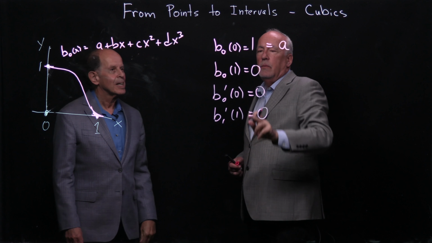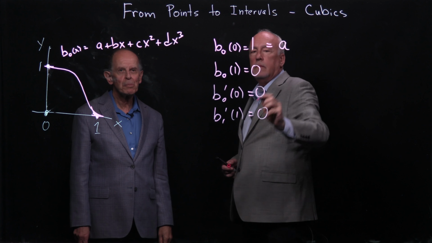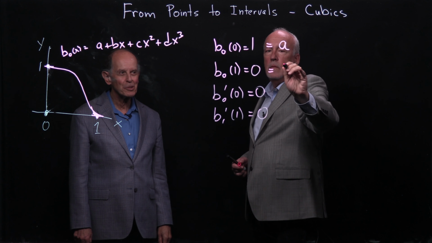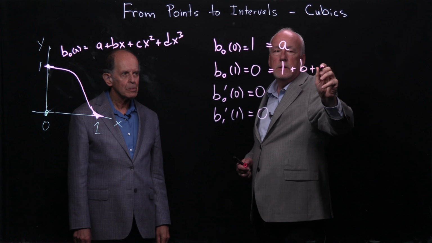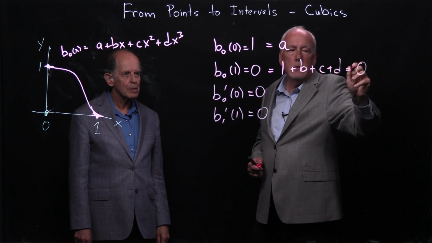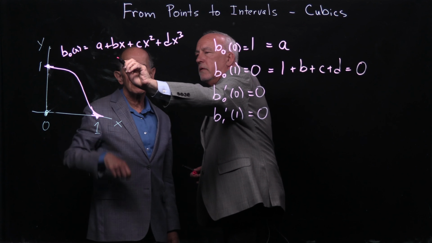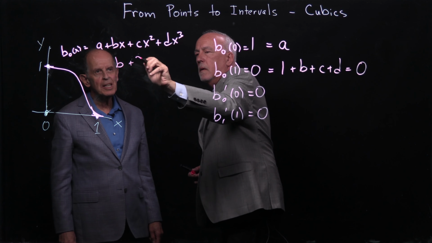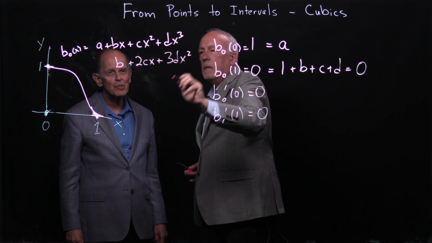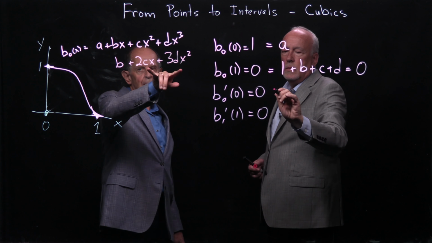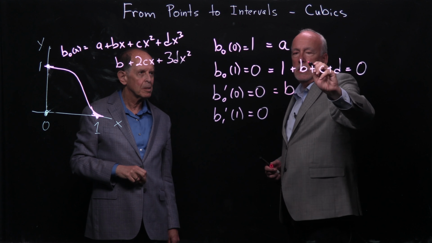Okay. Plug in x equal 1, what do I get? Well, 1 plus b plus c plus d equals 0. Because we know a is 1, so this is 1 plus b plus c plus d is equal to 0. And now we need the derivative. So a doesn't matter. Tell me the derivative. It's b plus 2cx plus 3dx squared. At 0, these are going to vanish. And so we get b equals 0. Which is nice because I can get rid of this now.